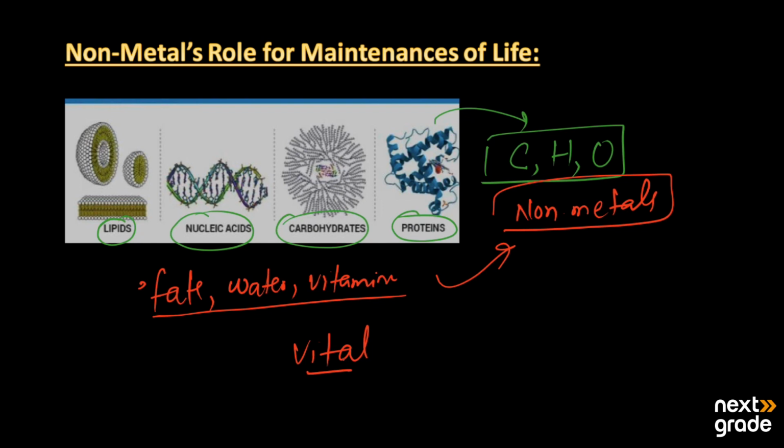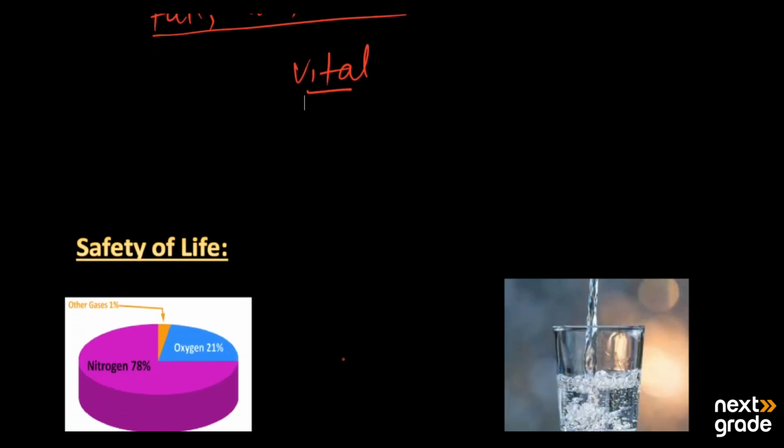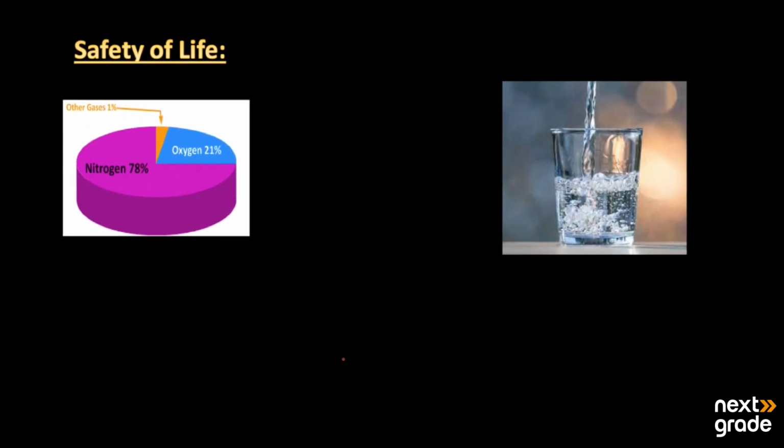Then we have the safety of life, how we can save life over the earth's crust. There is another important non-metal that is very important for living organisms. It is water. Its formula is H2O. It is a compound made up of two non-metals, one is hydrogen and the other is oxygen. So without water, the survival of the earth's living organisms would not be possible.